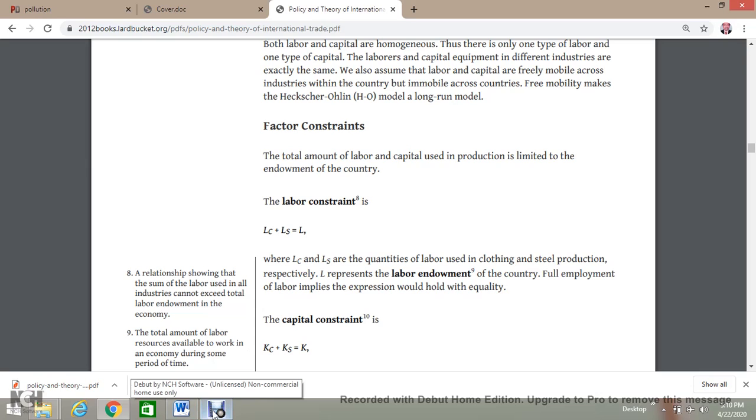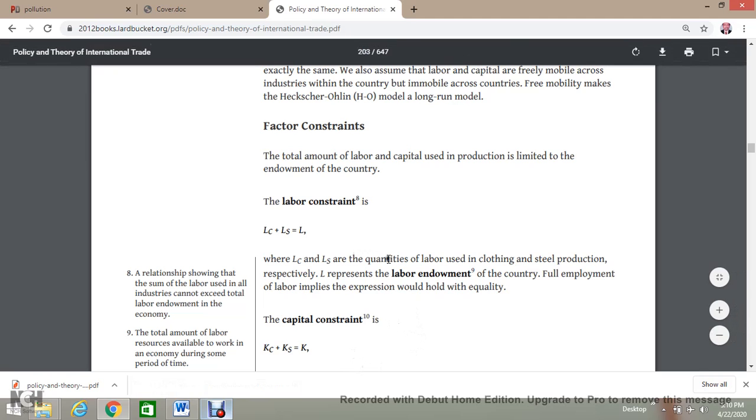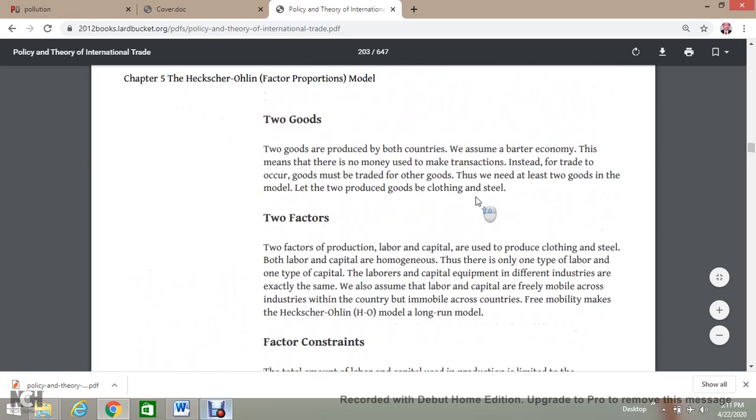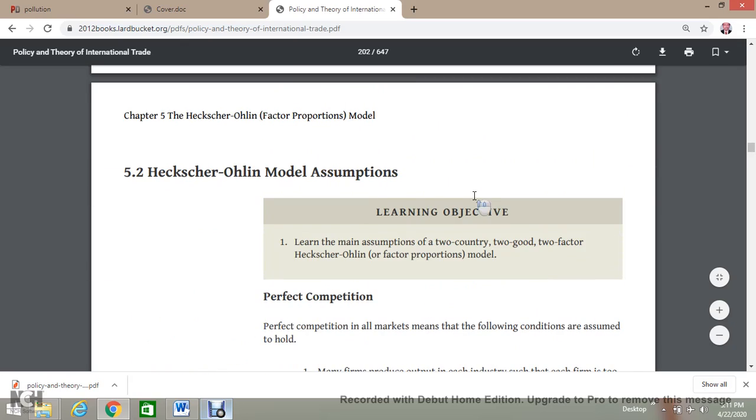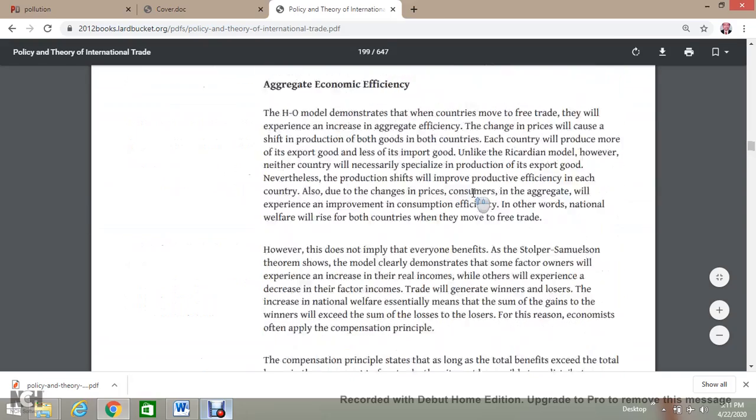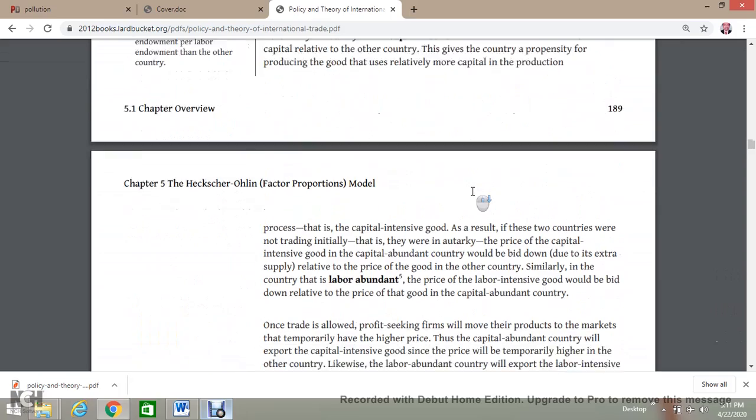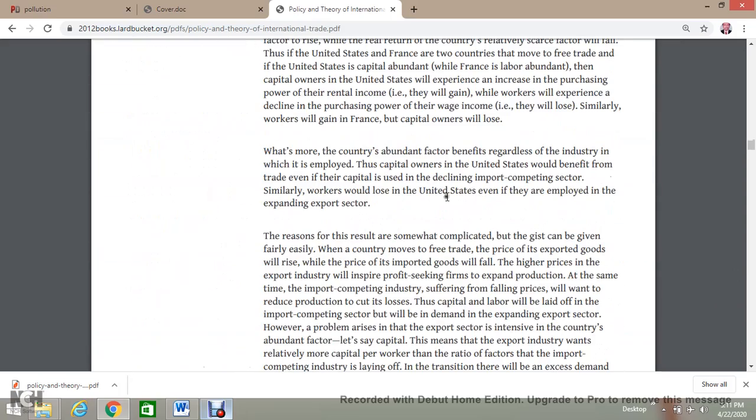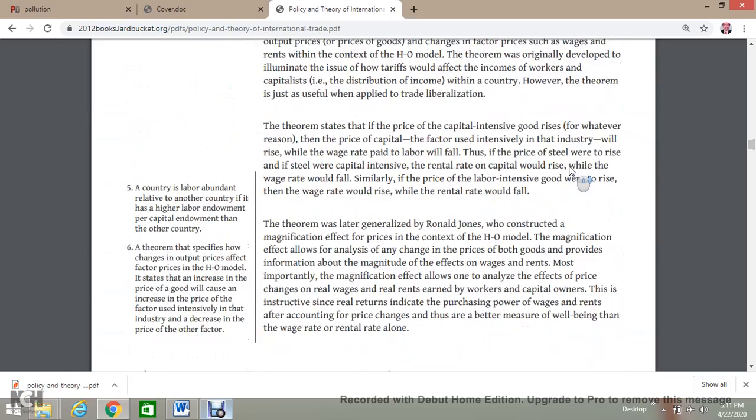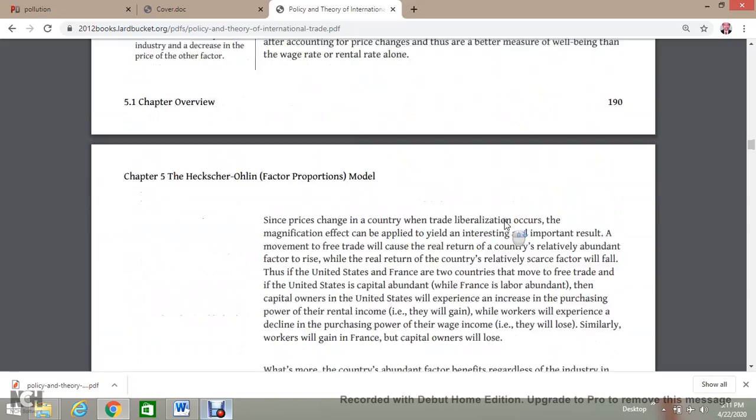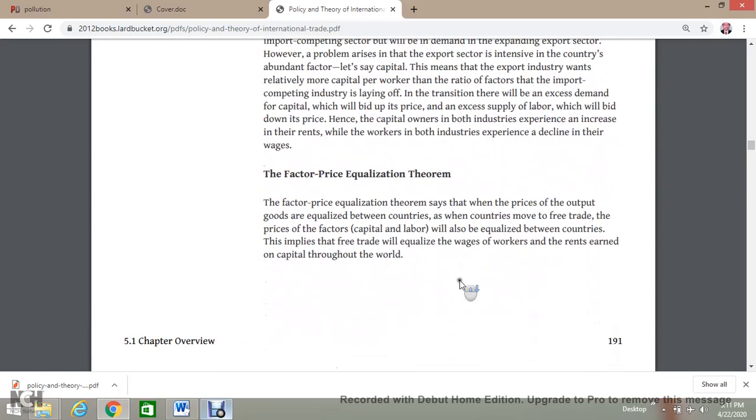Now, at this point, I'm going to end this session with this explanation of these two theorems, and I want you students to go through the textbook which I asked you to download. In it, you can find these two theorems on pages 189 to 206.